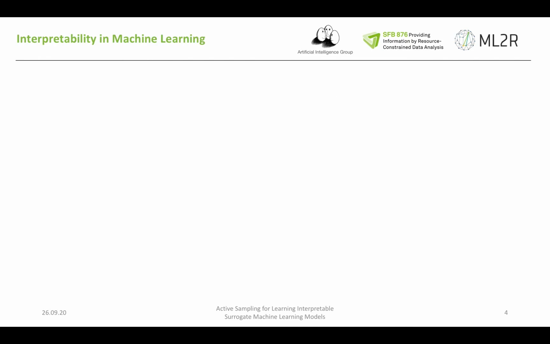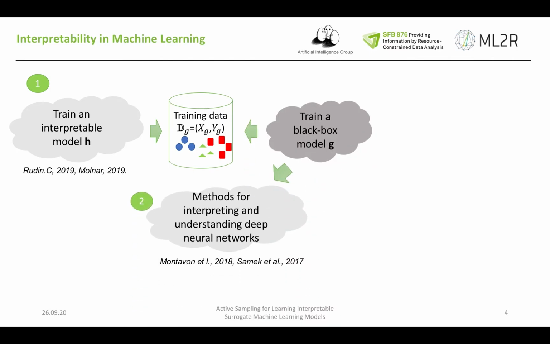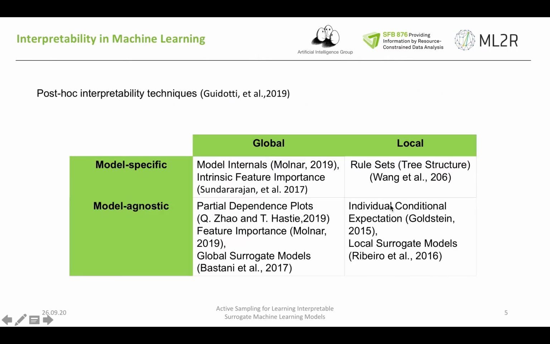Interpretability techniques can be divided into two main families. The first one relies on training interpretable models per construction, like short decision trees or sparse linear models. The second family is post hoc techniques that are applied after training a black box model, suggesting either methods for interpreting or understanding deep neural networks, or, the second type, relying on surrogate modeling by training a surrogate interpretable model to approximate the black box model.